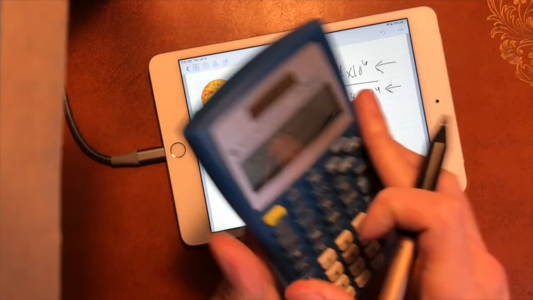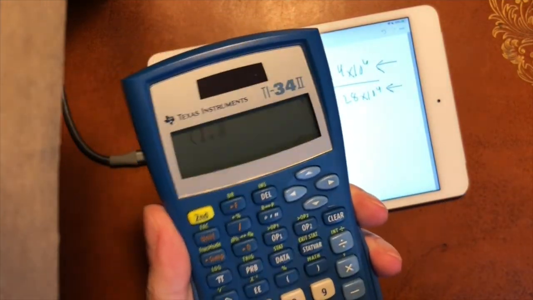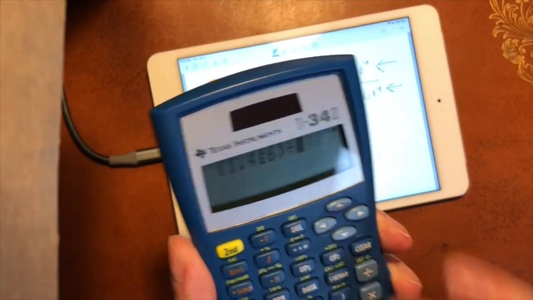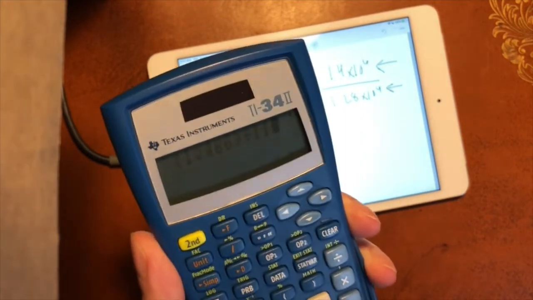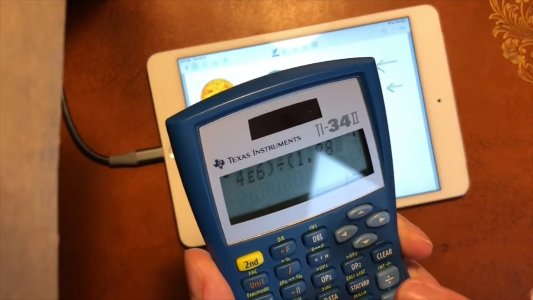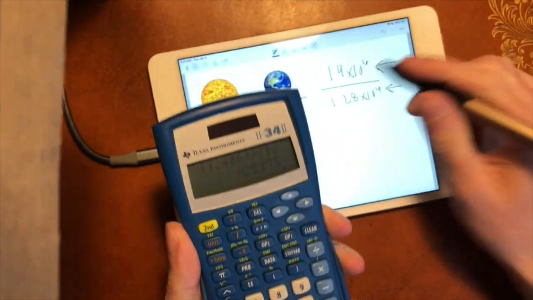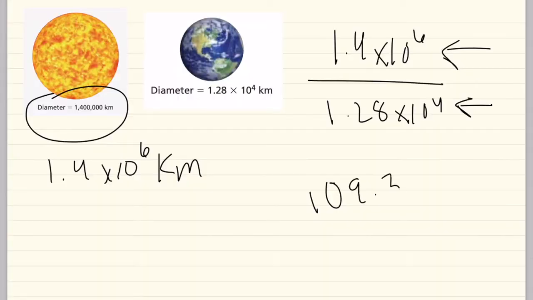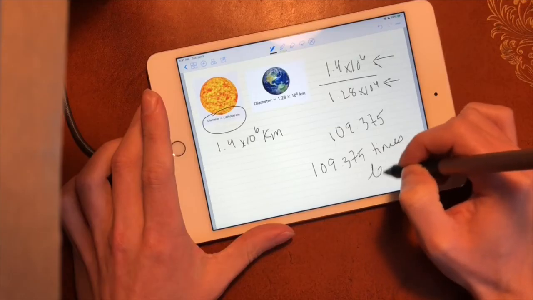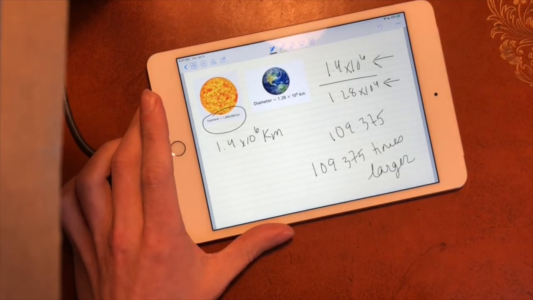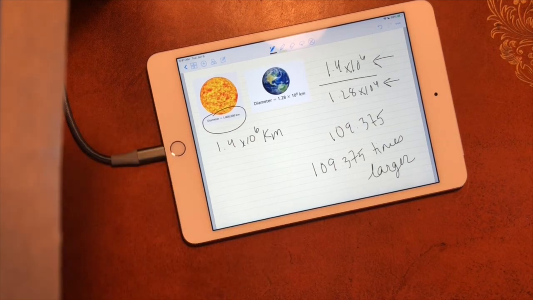So when we divide this, let's do this quickly. 1.4 E6 divided by 1.28 E4, and we get 109.375. So 109 and 3/8, it appears, 109.375. So that means that the sun is 109.375 times larger. All right, so that's where we're going to stop for today with our word problems.